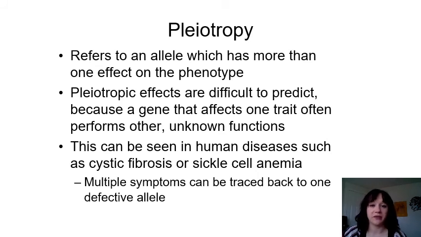We also talked about with sickle cell anemia, how individuals that are heterozygotes also have resistance to malaria, right? So again, they've got two different traits resulting from one single mutation in one gene.